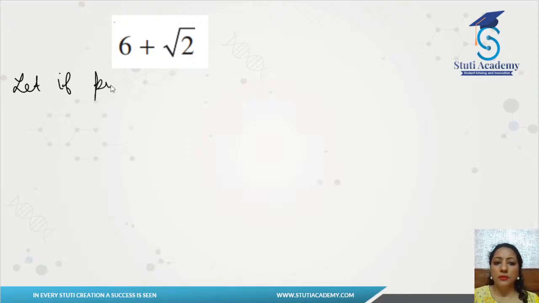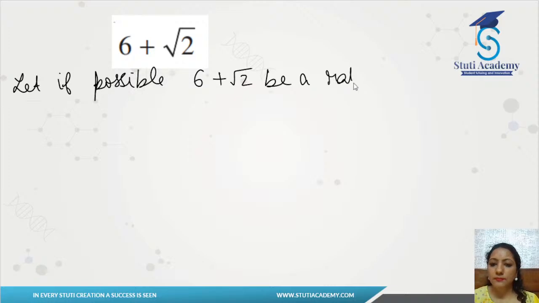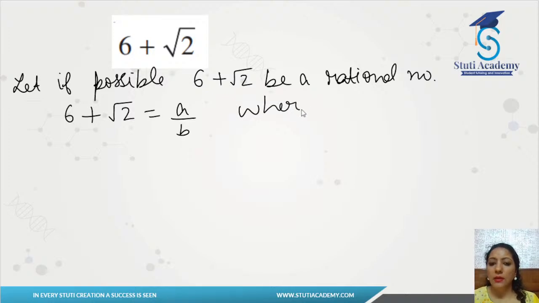Let, if possible, 6 plus root 2 be a rational number. Now, if 6 plus root 2 is a rational number, we can write it in the form of a upon b, where b is not equal to 0 and a and b are co-prime numbers.